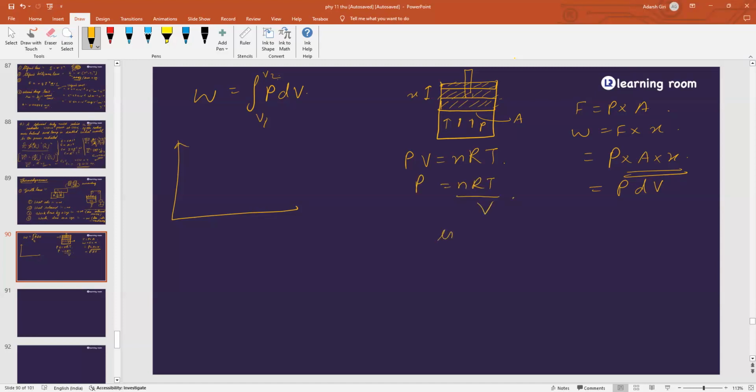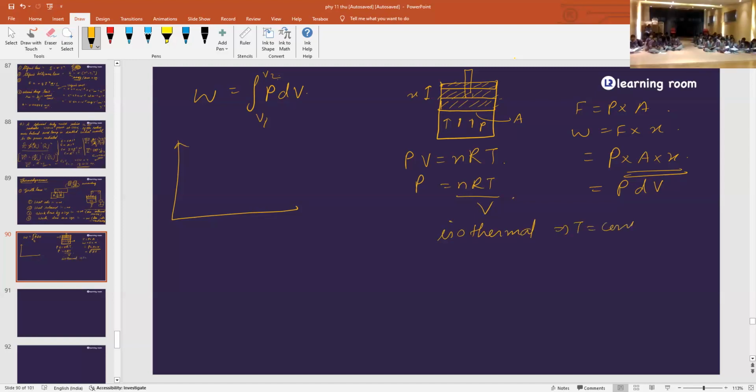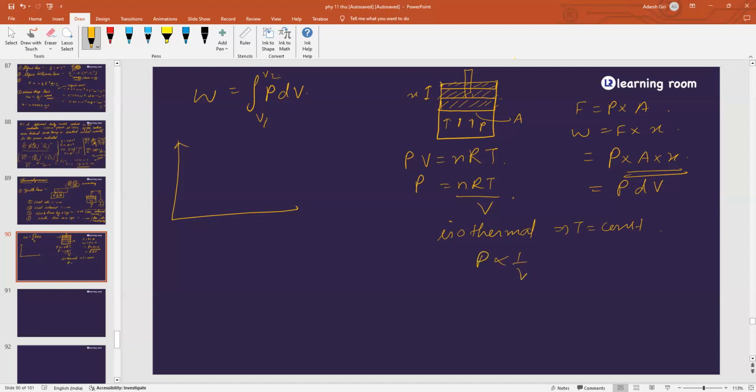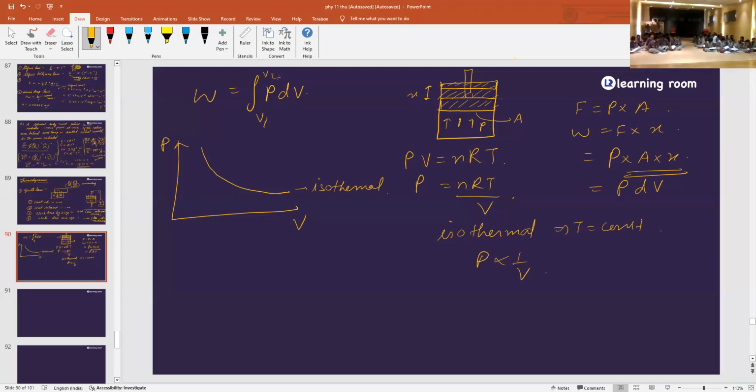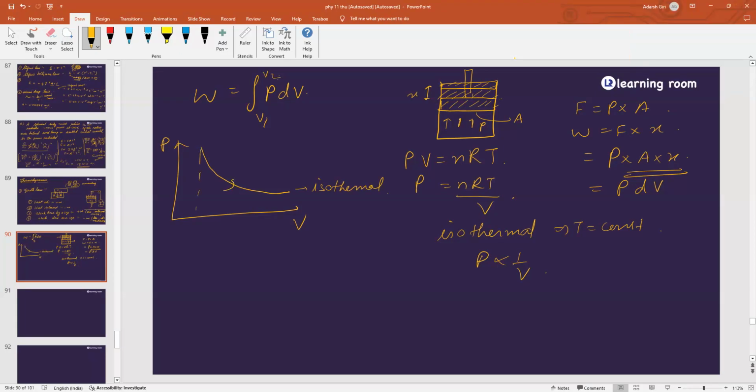In case of an isothermal process, T remains constant. R is the gas constant, and if n, the number of moles, is constant, then P will be inversely proportional to volume. So if you draw a PV graph, this is what it looks like in an isothermal process. This is expansion, because you are going from an initial smaller volume to a final bigger volume. And if I draw it in reverse, this will be contraction or compression.